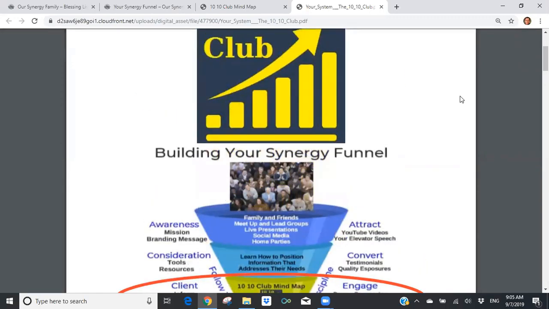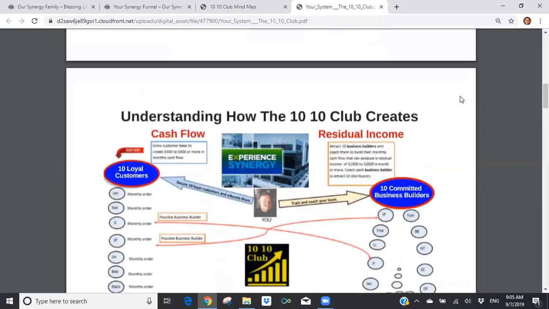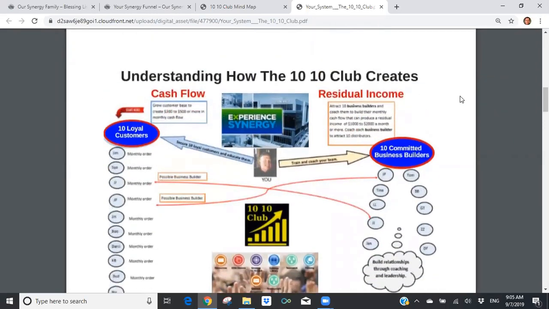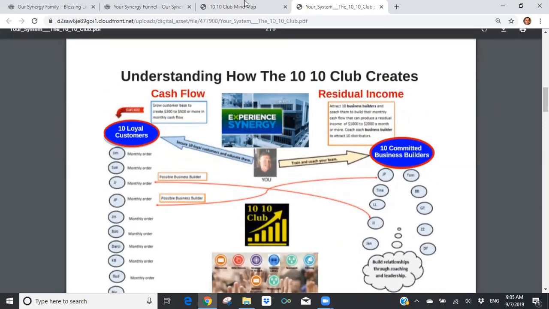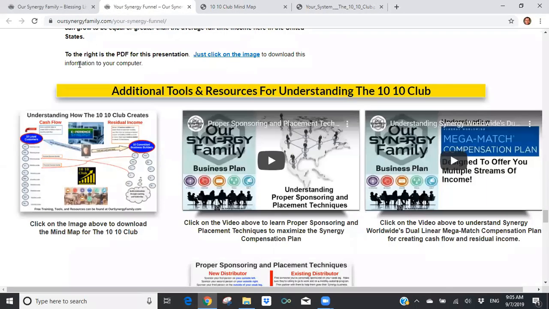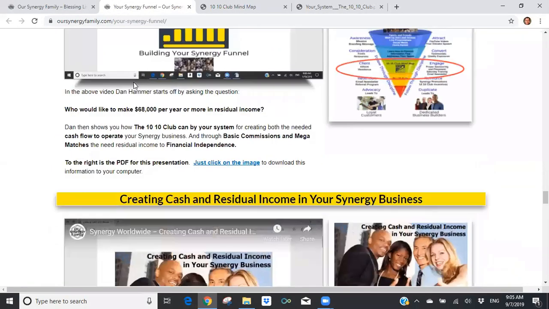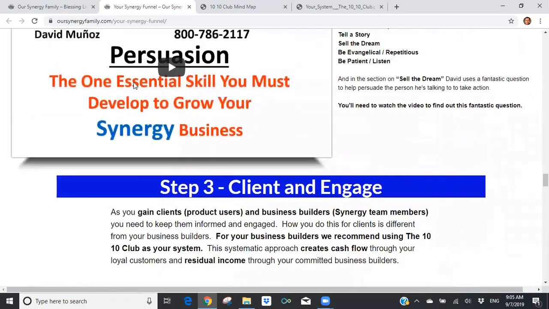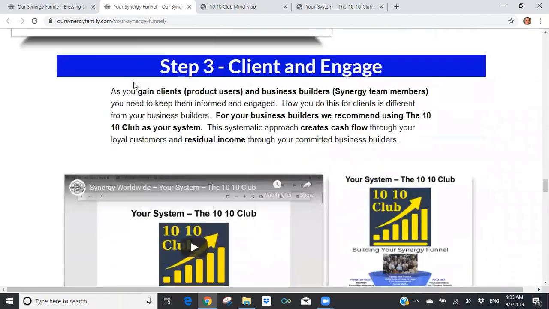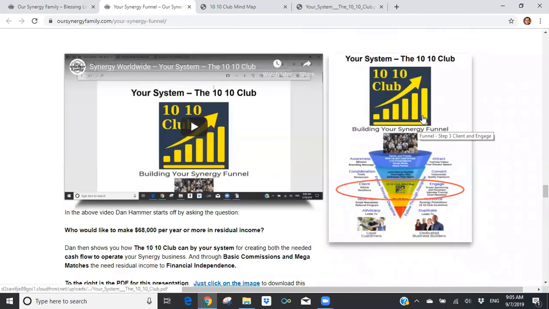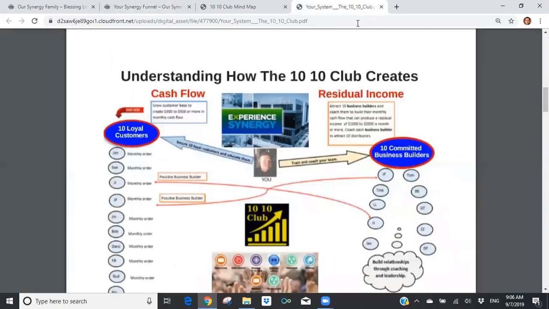Now, as we scroll down, this PDF is available to you if you go onto our Synergy funnel and scroll down to this section called Client and Engage, step number 3. I've clicked on this PDF that you see here, the image on the right-hand side of my screen, where you see your system, the 10-10 Club. All I did was click on this image and open up this PDF.